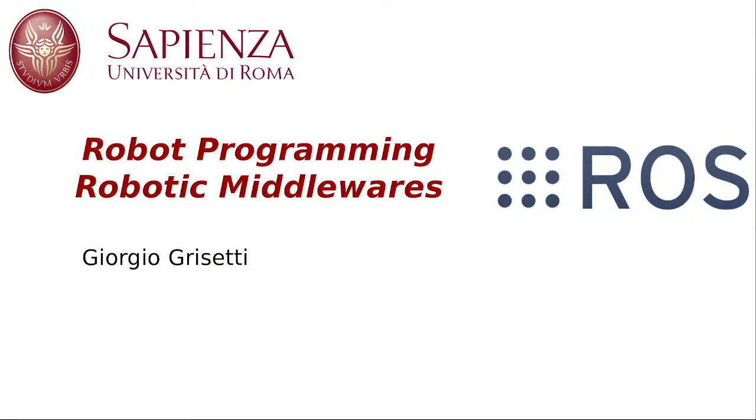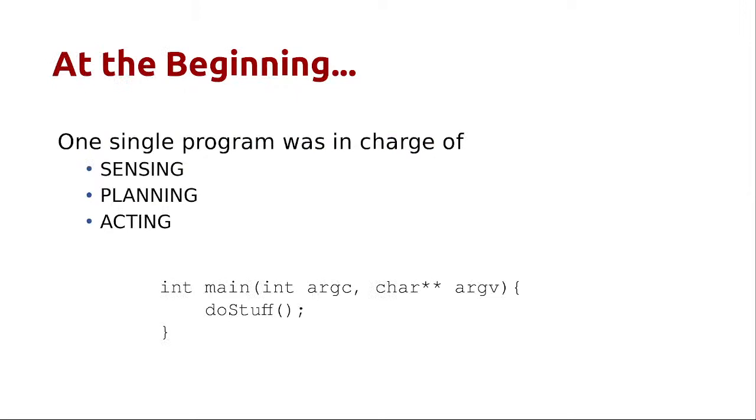So in this episode, in the second part of today's lesson, we're going to introduce ROS, which is a set of utilities to write software on robots and to test them, right? So this is more or less the topic of the second part of the lesson.